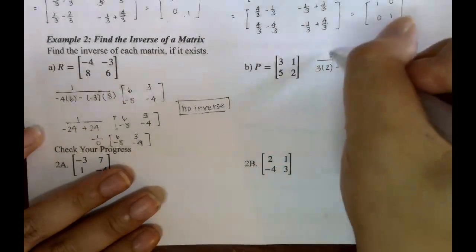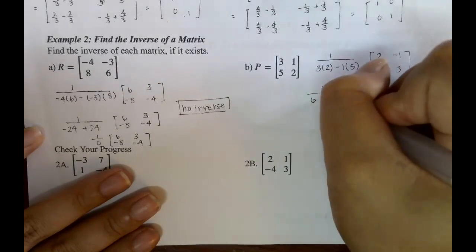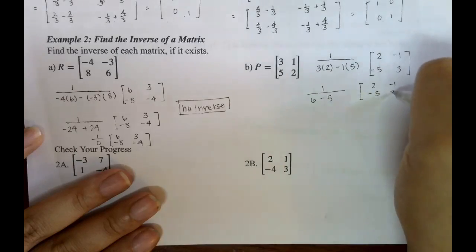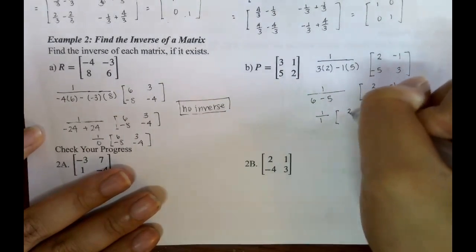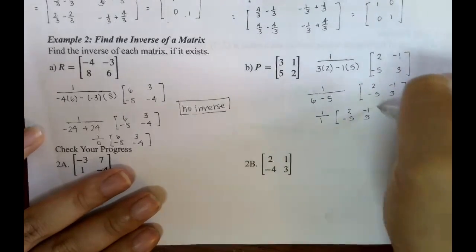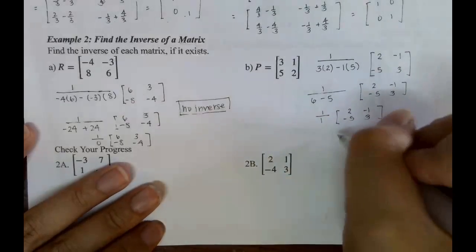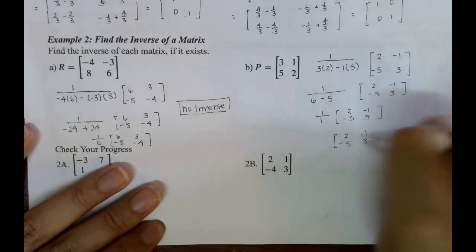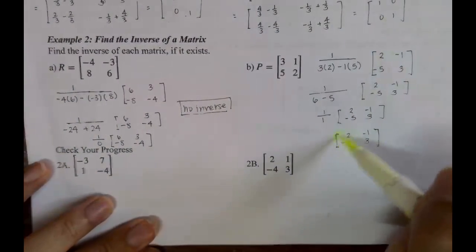Okay, so then let's simplify here. 3 times 2 is 6. Negative 1 times 5 is negative 5. 6 minus 5 is 1, so this is just 1 over 1. 1 divided by 1 is just 1, so 1 times anything is itself. So the inverse matrix will look like this. And here's my answer. I'm just going to highlight it so you can see.